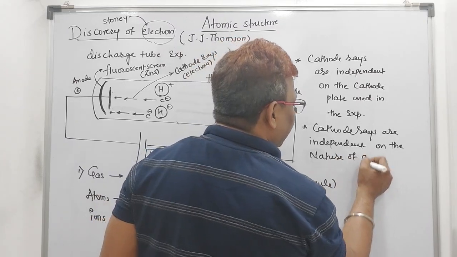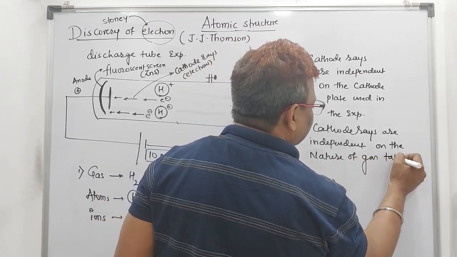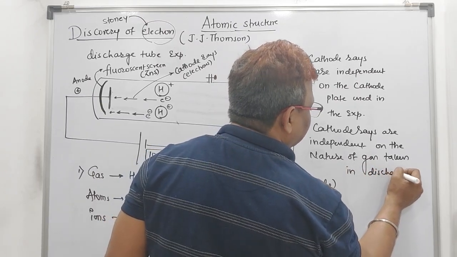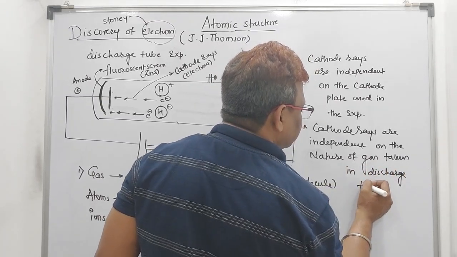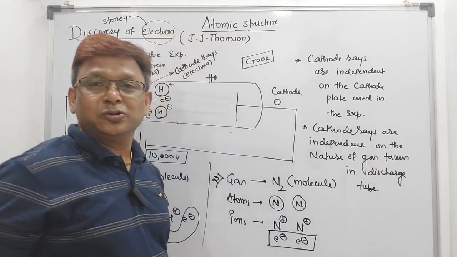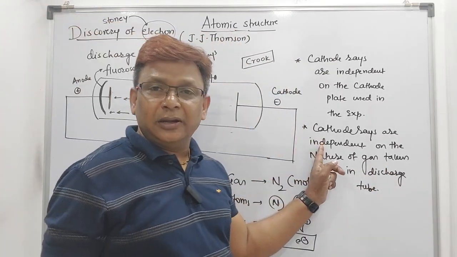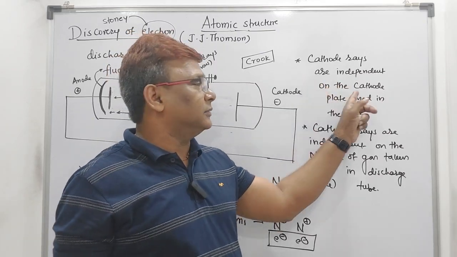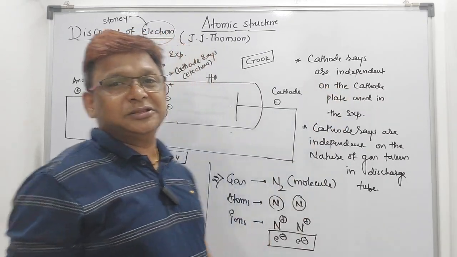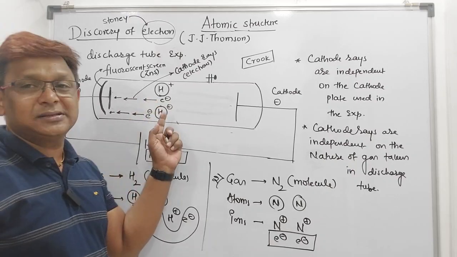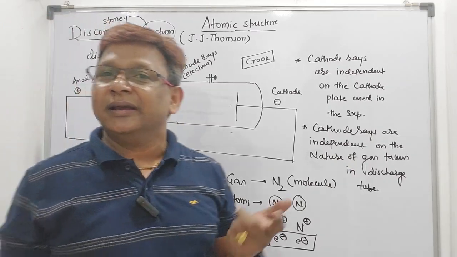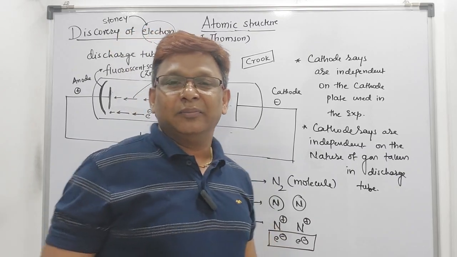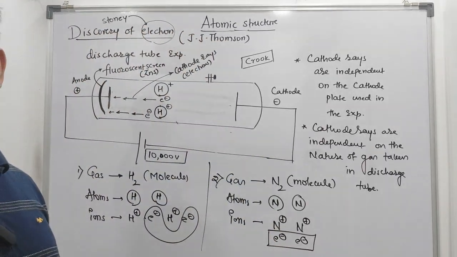Nature of gas taken in where beta? Taken in the discharge tube. Is it clear? So cathode rays are independent of the nature of the gas taken in the discharge tube, as well as independent of the cathode plate used in the discharge tube. Means indirectly these cathode rays, or these negatively charged rays, are called what beta? Electrons. Is it clear? Please take a screenshot of this.